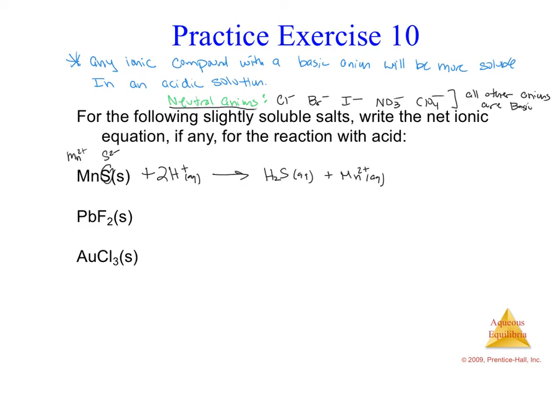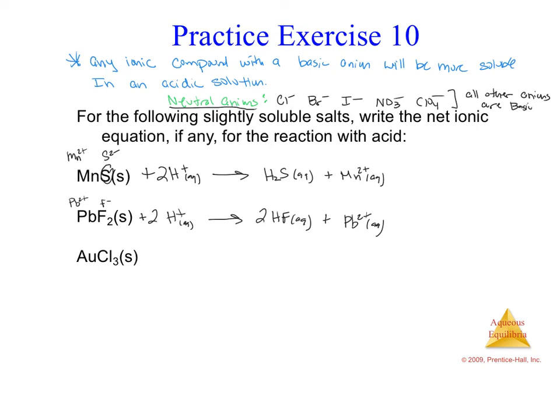Let's look at PbF2. So I know I've got my fluoride anion, I've got my lead 2 plus cation. Fluoride is indeed basic because it's not one of my neutral anions. That means when I add acid, it reacts in the forward direction to make HF, right? 1-to-1 ratio. So the conjugate acid of F minus and Pb2 plus. And then lastly, we could balance it because I've got 2 fluorides on the left, so I need a 2 over here and a 2 there.